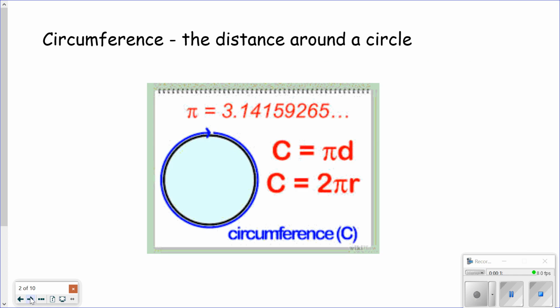Circumference. Circumference is the distance around a circle. There are two equations we're going to use for circumference. The first one is pi times the diameter, and our second one is 2 times pi times the radius. So depending on if we are given the diameter or the radius, we use the certain equation.